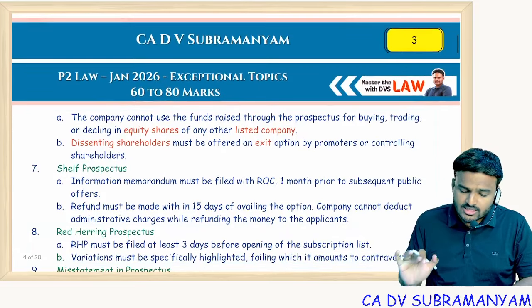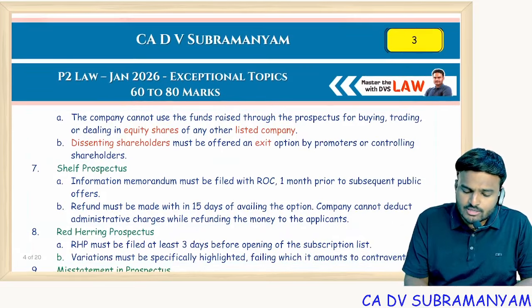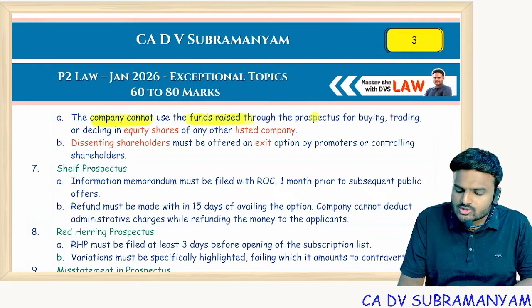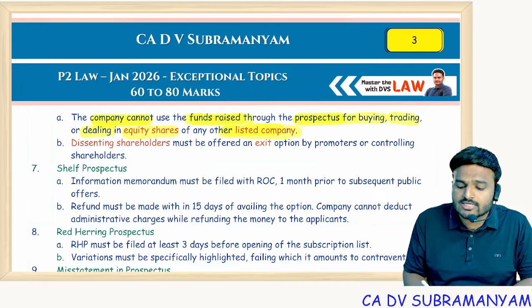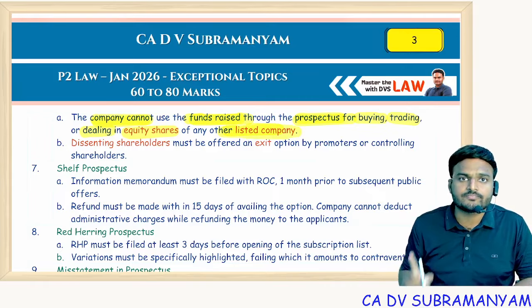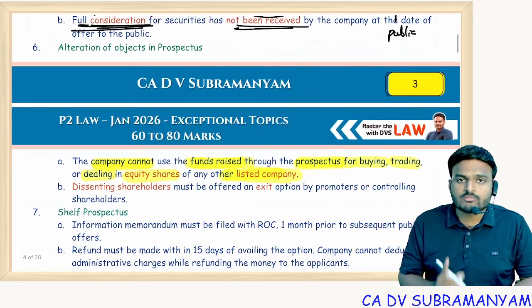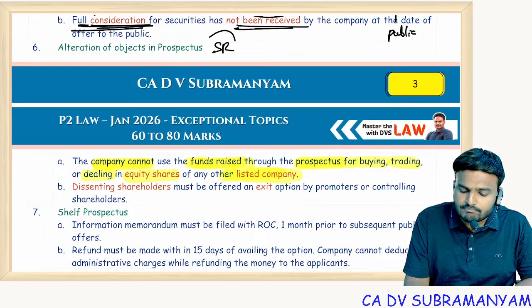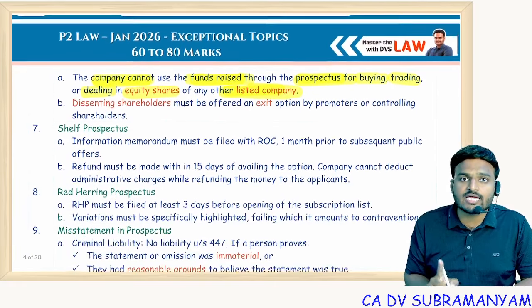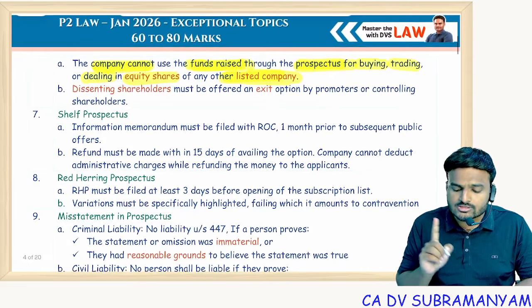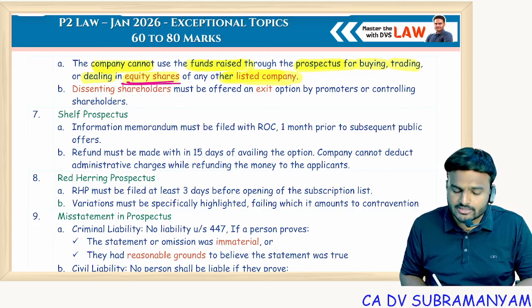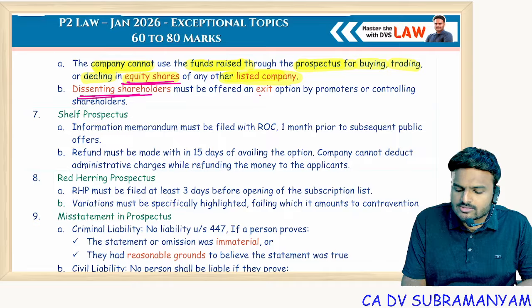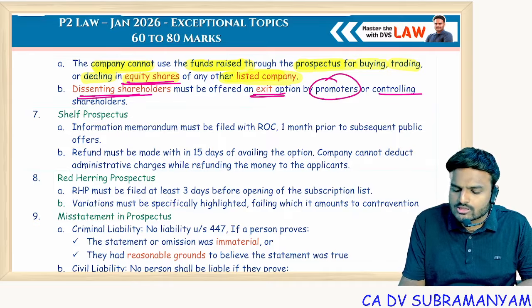In this, you know what, one point is an exceptional point. A company cannot use funds raised through the prospectus for buying, trading, dealing in equity shares of any other listed company even after getting a special resolution. See, for alteration of object in the prospectus, special resolution is compulsory, but you can utilize money for any purpose other than trading of listed equity shares of any company. Dissenting shareholders must be given an exit option by the promoters or controlling shareholders.